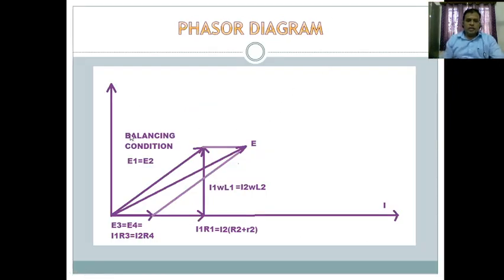This is the balancing condition, where E1 is equal to E2, and we have a resultant vector E here. That means E1 and E2 are the same, and the resultant is E, and therefore I1 omega L1 is equal to I2 omega L2, and I1 R1 is equal to I2 into R2 plus small r2. So E3 is equal to E4, and E1 is equal to E2, and this is the phasor diagram drawn for this particular inductance bridge.